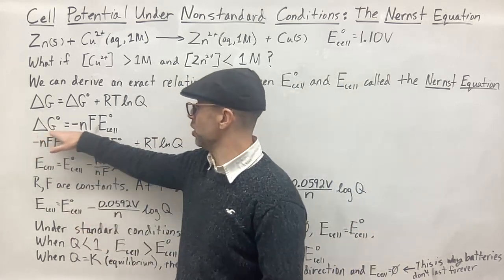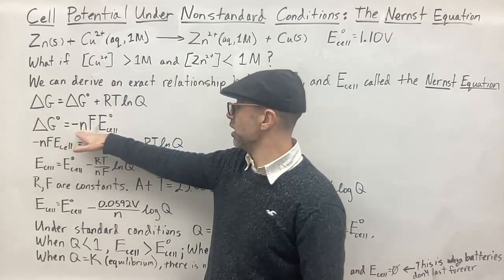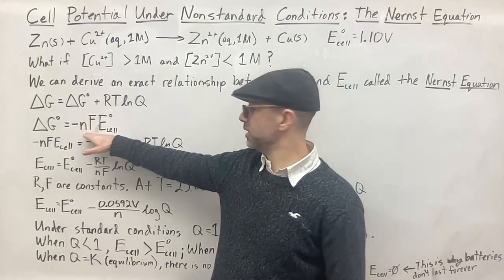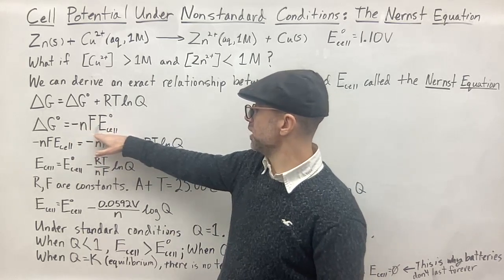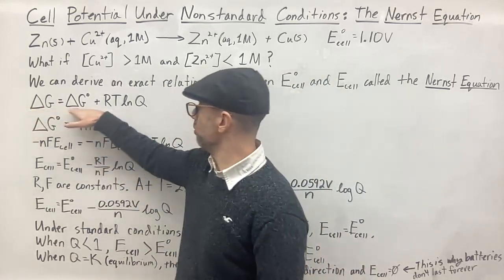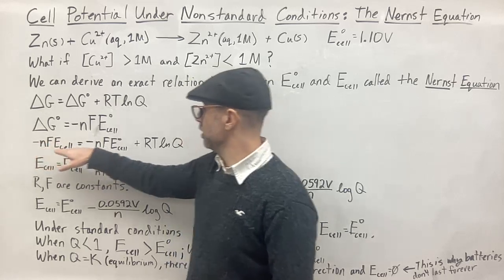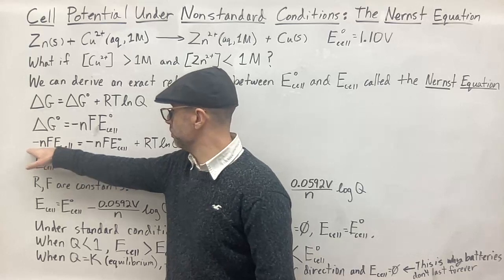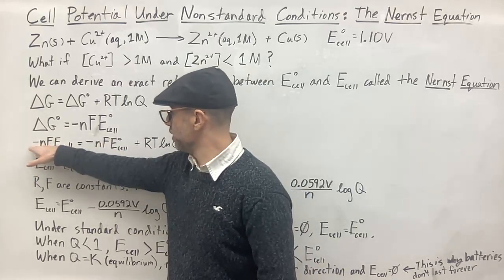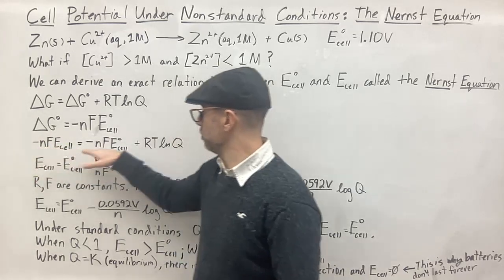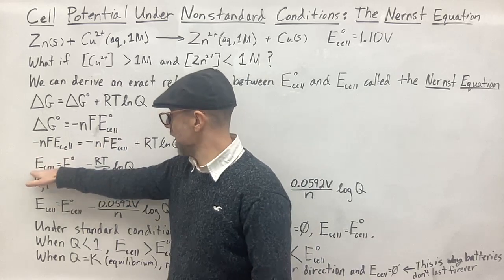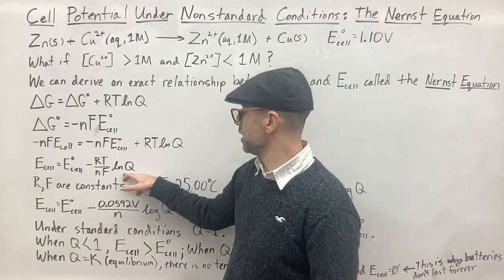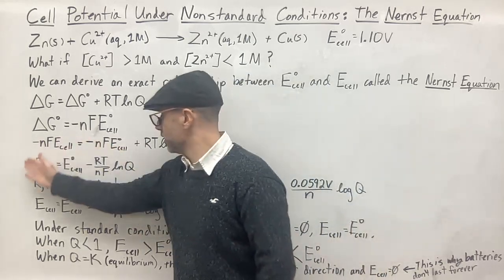We also saw in my previous video that the standard free energy change is equal to the negative of the number of moles of electrons transferred during the redox reaction, multiplied by Faraday's constant, and multiplied by the standard cell potential. If we substitute this in for both of these, we get negative NF E cell is equal to negative NF E cell standard plus RT ln of Q. If we divide both sides by negative NF, it cancels out here and here. So the non-standard cell potential is equal to the standard cell potential minus RT over NF times the natural log of Q. So that is our equation here.